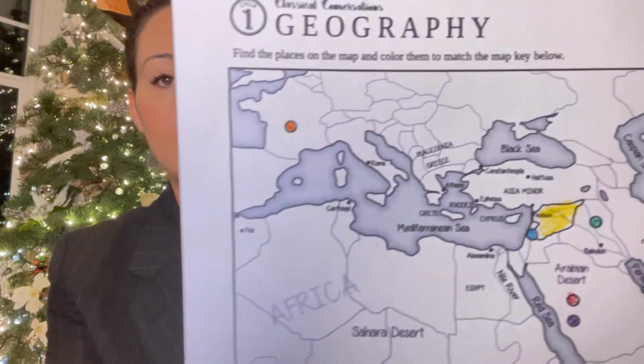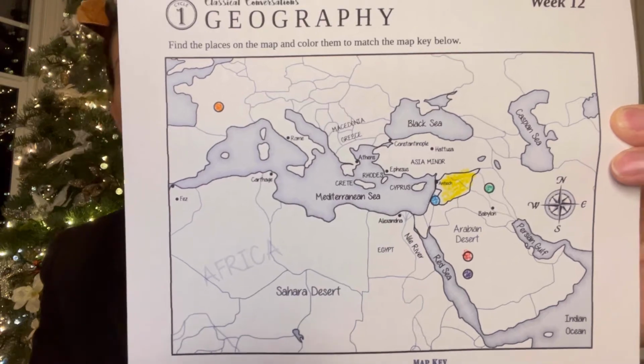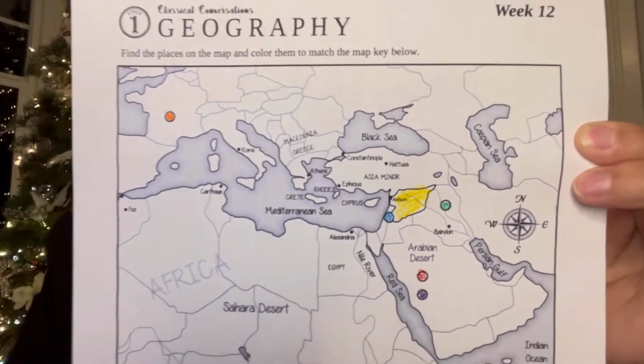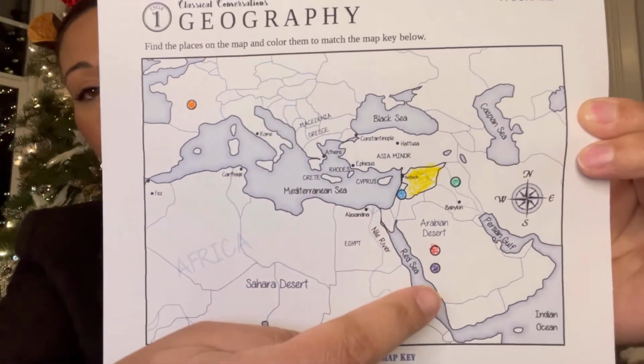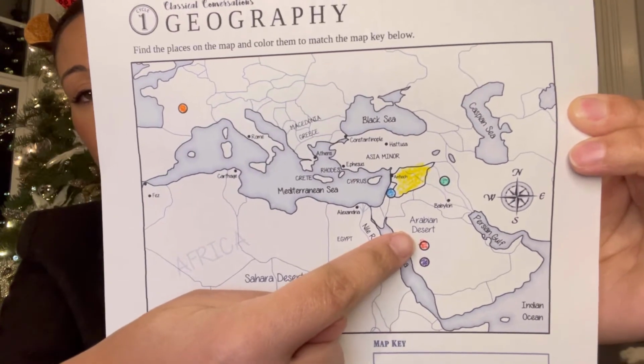Next, we have history, and for history, we are learning about the Muslim Empire. So the Muslim Empire is here, and I'm going to go ahead and point out the different locations. Our first location is Mecca, which is right down here in the Arabian Desert. Then right above that is Medina.